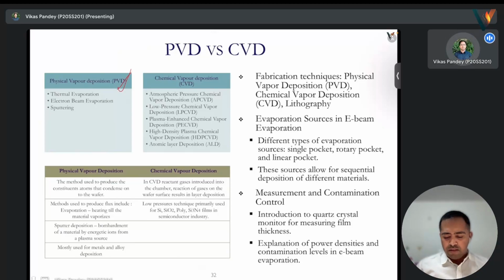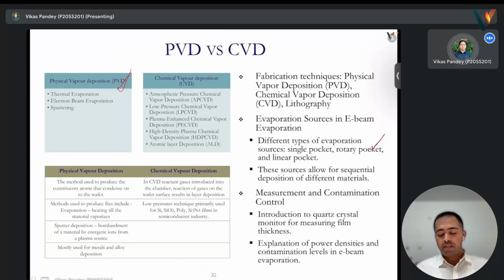Okay, this slide I think we have discussed in one of the previous classes also. You can see those. In all these cases, you see contamination control is very important in all the processes. So wherever we are talking about microfabrication, we must take care that no contamination should occur.